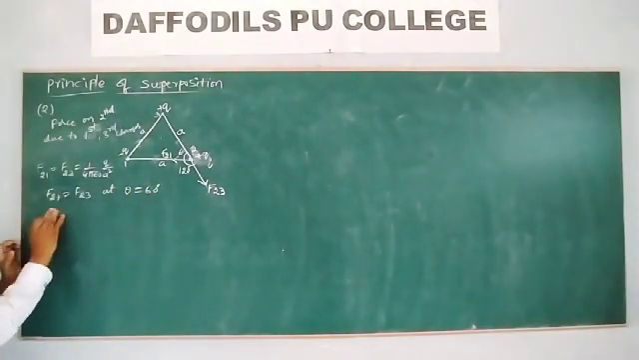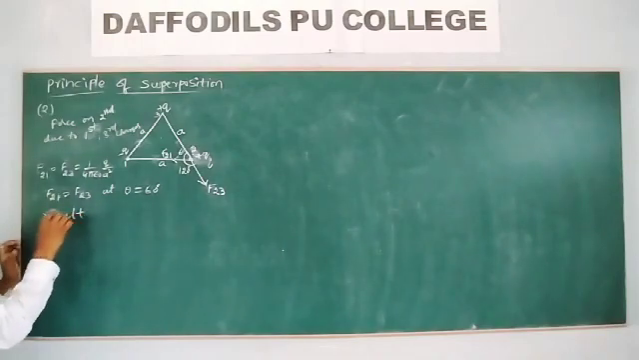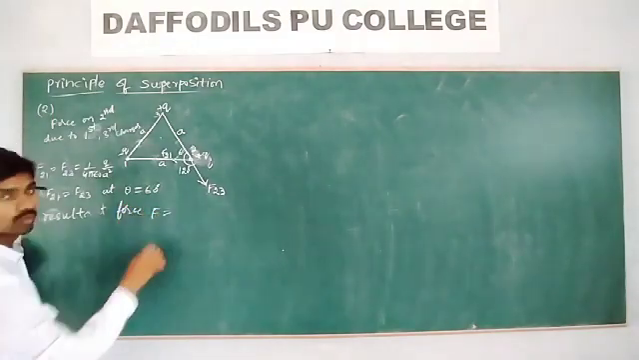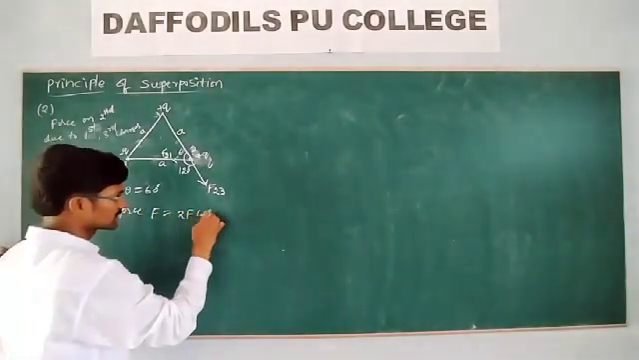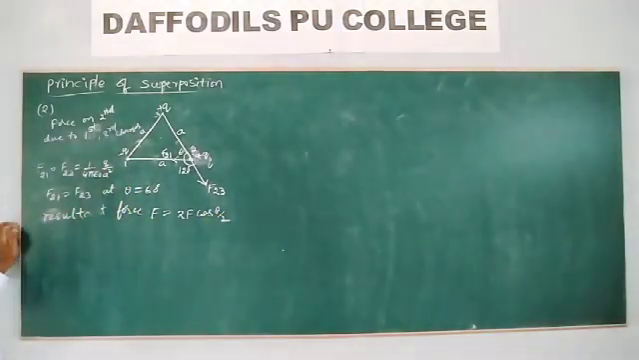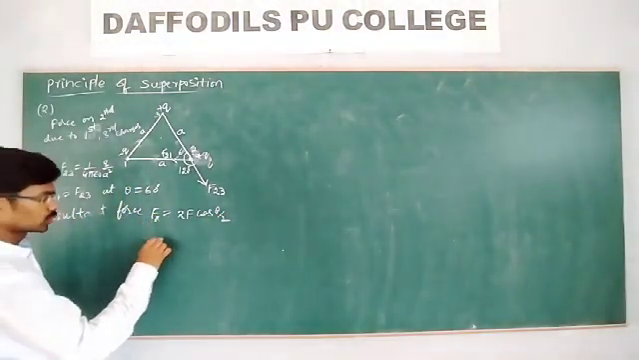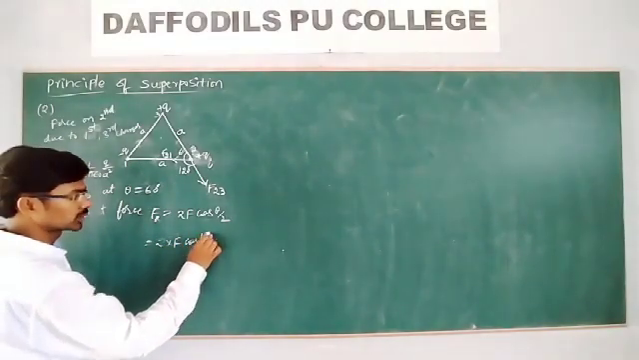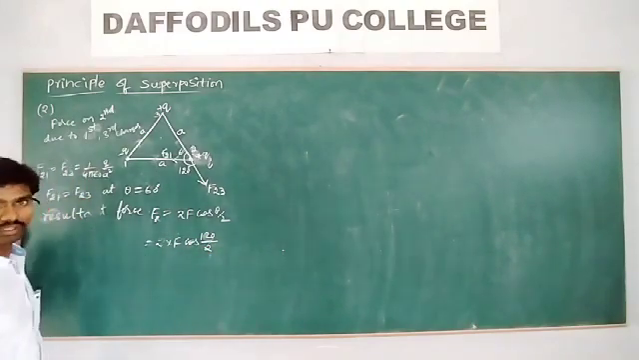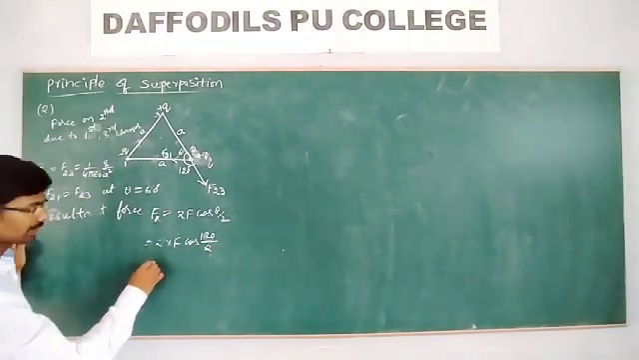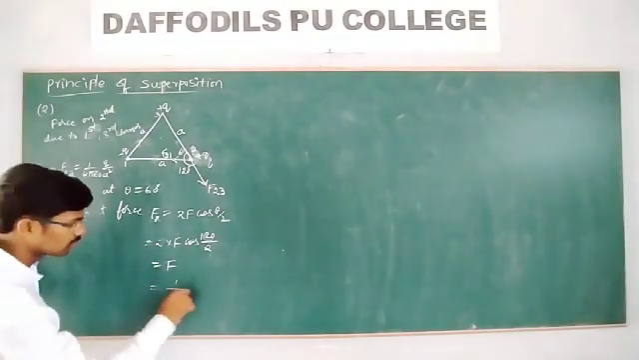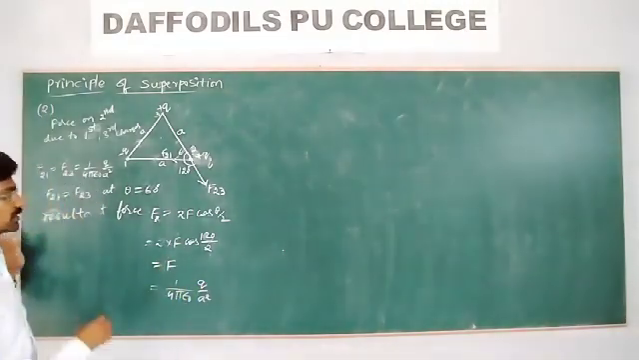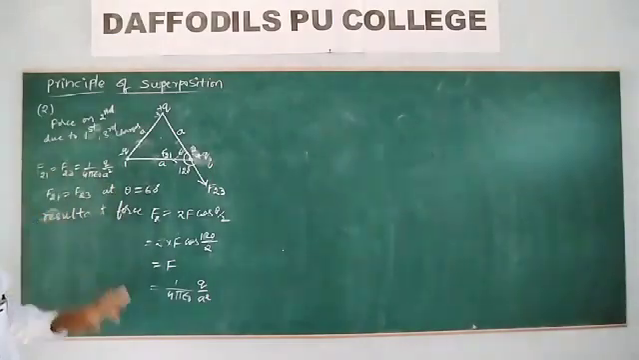Then what is the resultant force? Resultant force F is equal to 2F cos theta by 2. Shortcut: the resultant is 2 into F cos 120 by 2. Cos 120 by 2 is what? Cos 60 is what? 1 by 2. That is equal to F. Therefore, F is 1 by 4 pi epsilon naught q by a square. So this is the resultant, same as in the previous same-charge case.